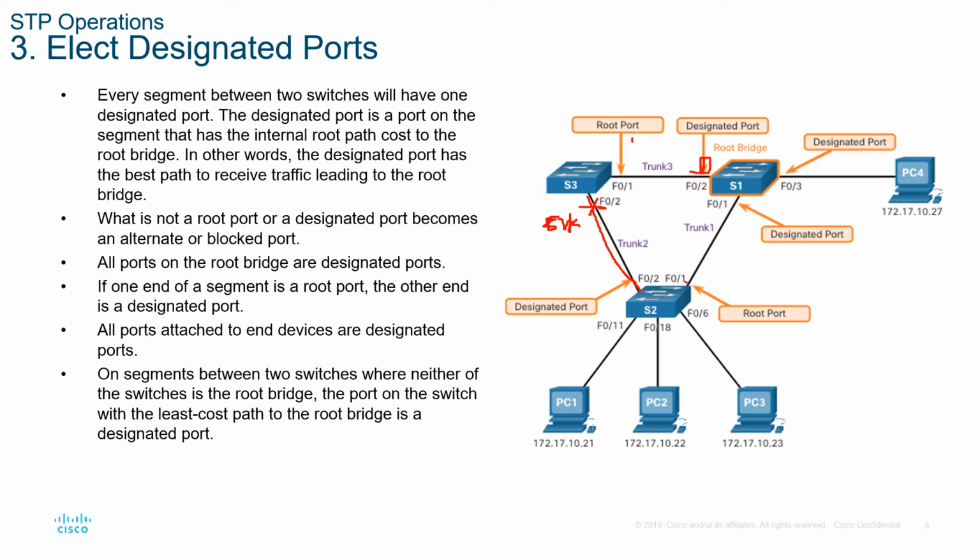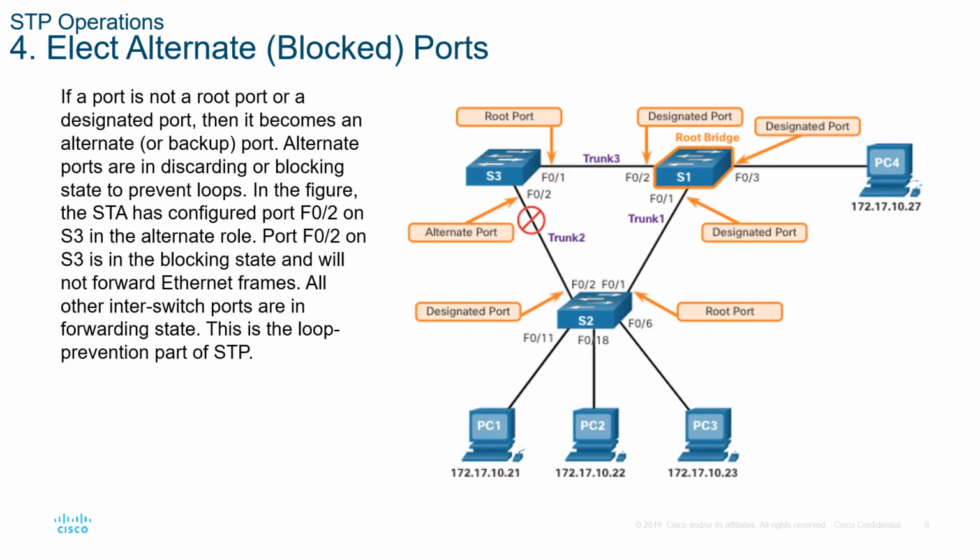How do we determine which of these two will become the blocked or alternate port, or the designated? The switch that has the highest bridge ID loses. First is the priority. If S3 and S2 have the same priority, then you look into the highest MAC address. In this case, I suppose S3 is the one that has the highest MAC. That's why S3 port Fa0/2 is blocked. On the other side, the partner of the blocked port is always designated. So again, S3 is the alternate or blocked port, and on the other side is the designated port.